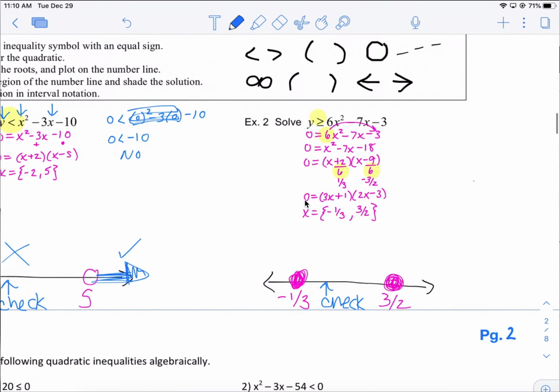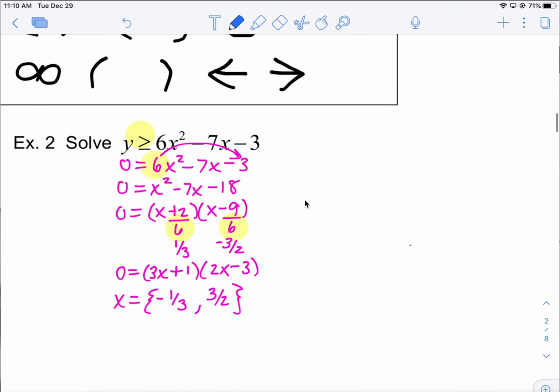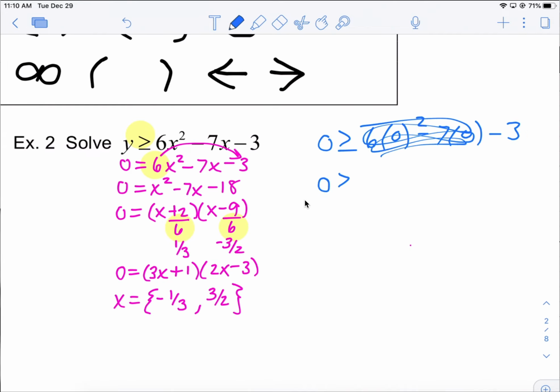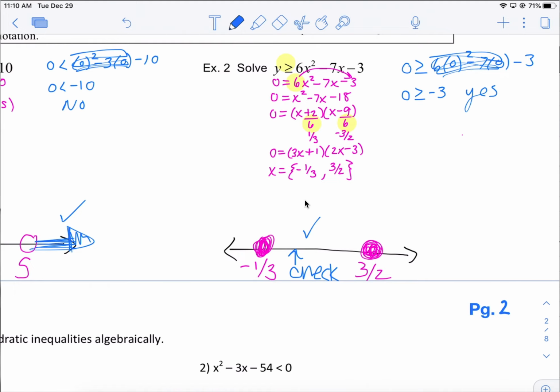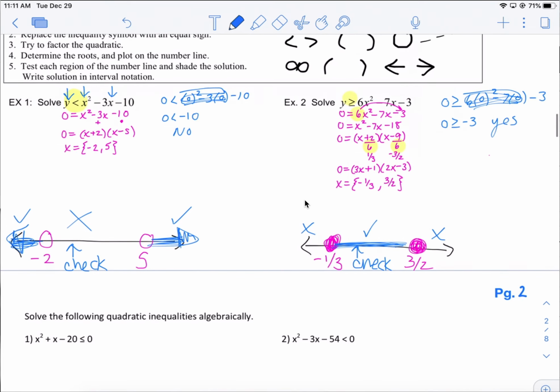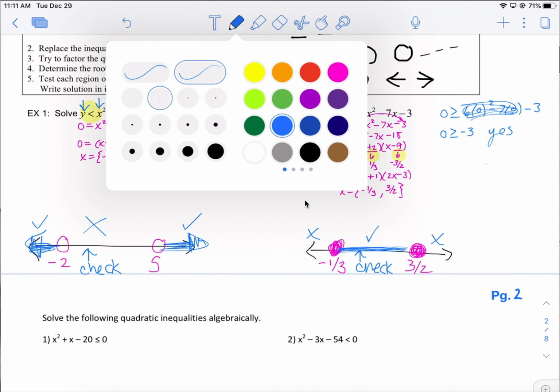Let's try problem 2. If I plug in 0 for my y's and for my x's, we all know that this part's going to turn into a 0. So 0 is greater than or equal to -3. Yes. Since the 0 works, I include this one, but not these two. So my graph would look like this. Okay. If you need to pause anything, copy it down, go ahead. Otherwise, we are ready to write our answer.